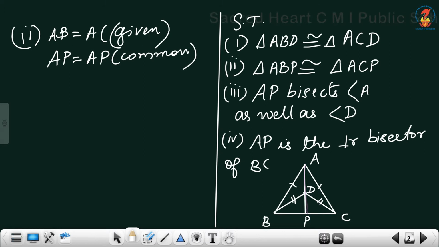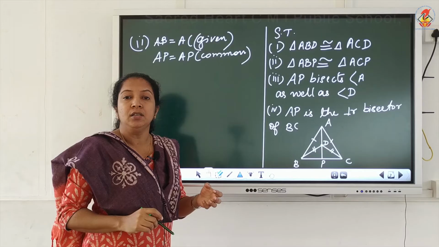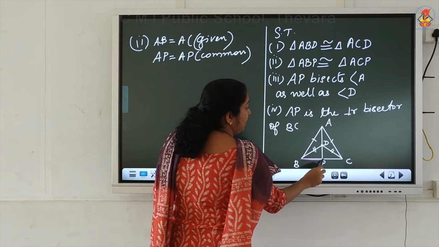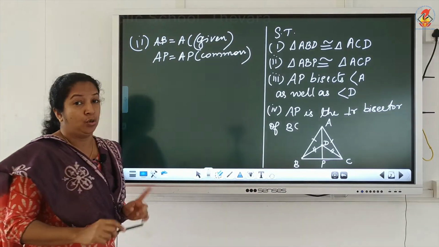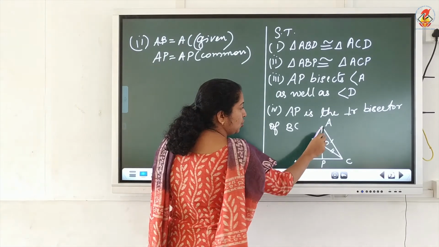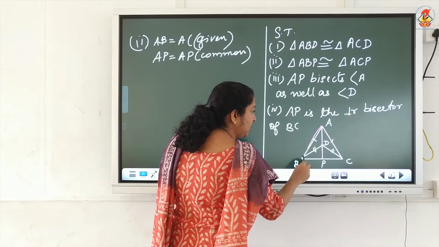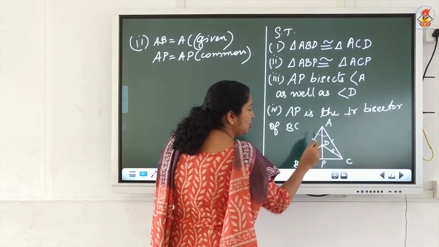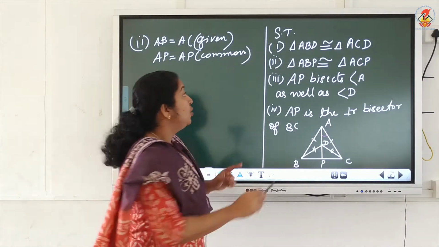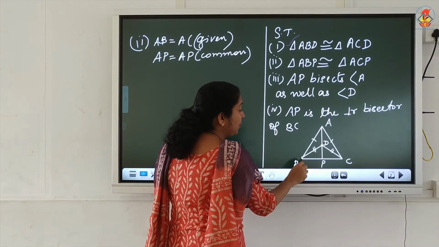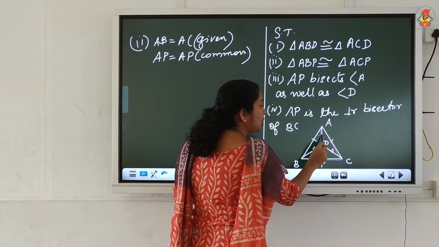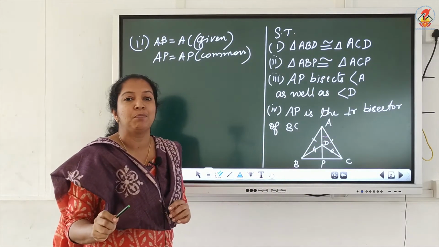What is the next one which we need? We need either an angle or a side. The third side is BP and CP. Can we say it is equal? No. So we have to go for one of the angles. We have proved these two sides are equal and this side is common. Which is the angle between these two? Can you say these two angles are equal? Yes. How? We have already proved triangle ABD is congruent to triangle ACD, so these two angles are equal using CPCT.